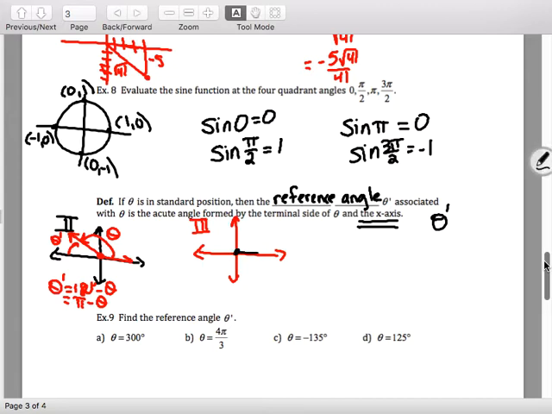Let's go to the third quadrant. If this is theta, theta prime, again, is from the terminal side to the x-axis. If you had to give a rule, what would it be? Would it be the angle minus 180? Yes, it's the angle minus 180, or the angle minus pi. So notice, we just switched the order to keep it positive, because a reference angle is positive.